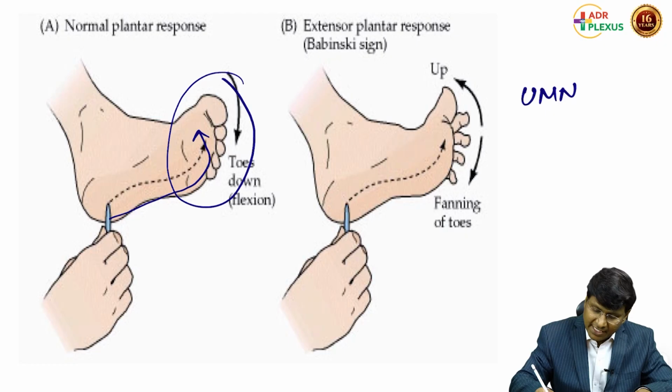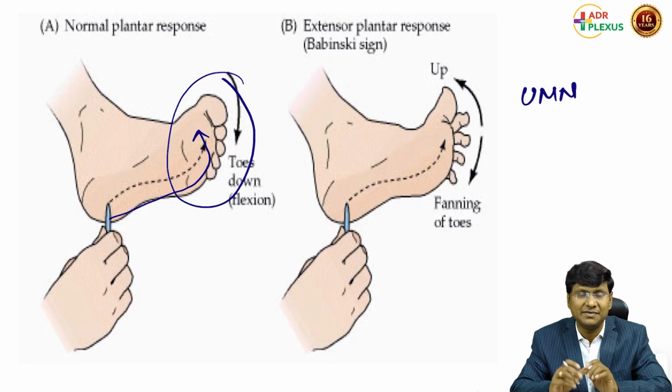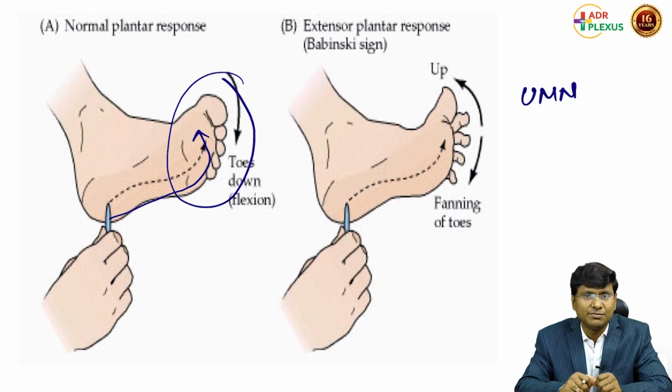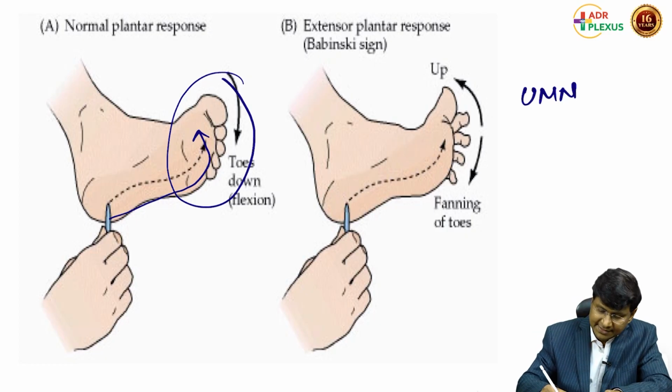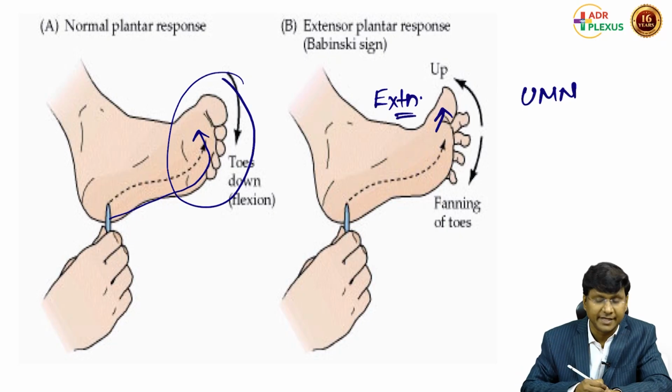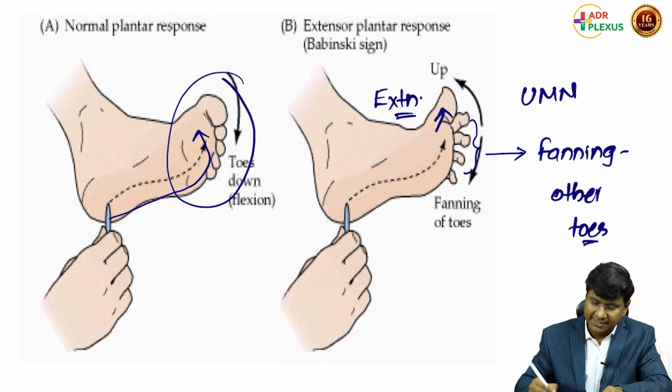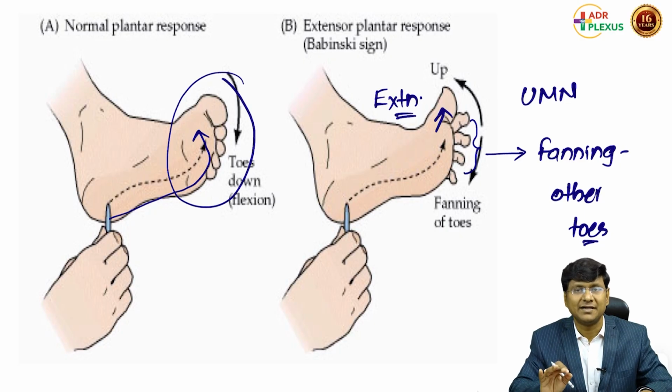In case of the upper motor neuron lesion, you will have what is called the Babinski sign, which is called the extensor plantar reflex. What is this extensor plantar reflex? Upon giving this blunt stimulus over the plantar aspect of the foot, there will be extension of the great toe. And what about the other toes? There will be fanning of the other toes. So this is your extensor plantar reflex, which is seen in case of upper motor neuron lesion.